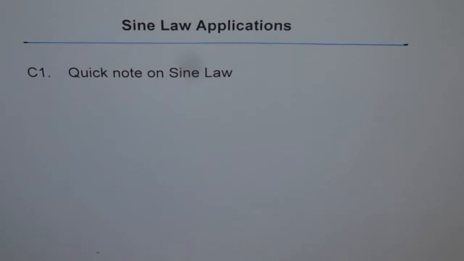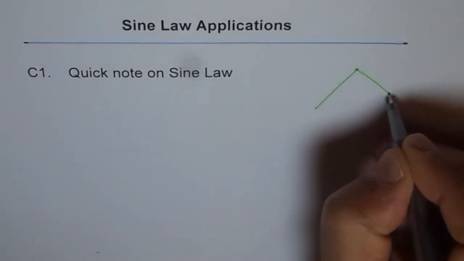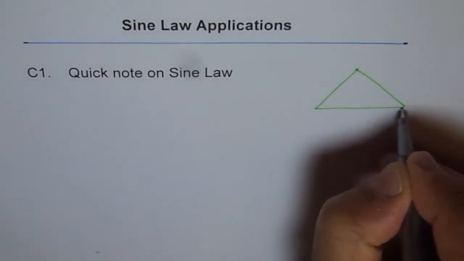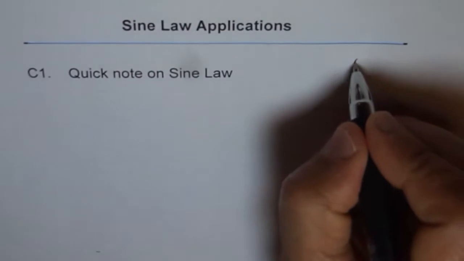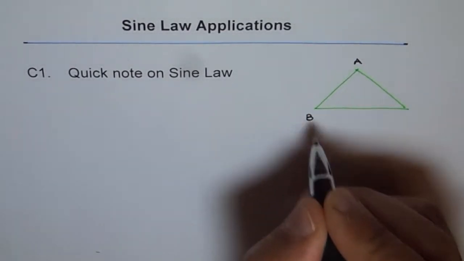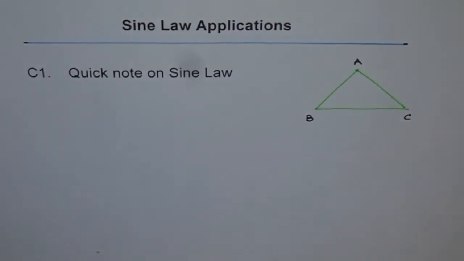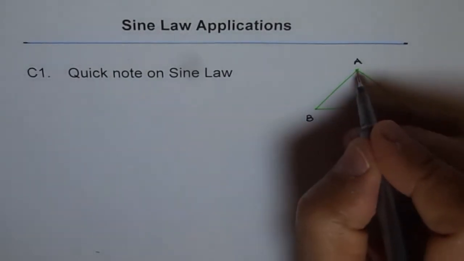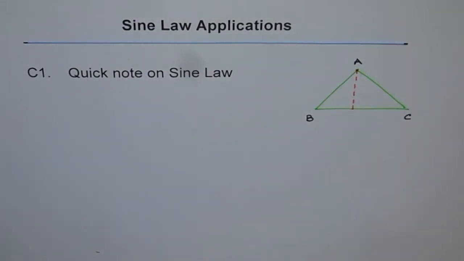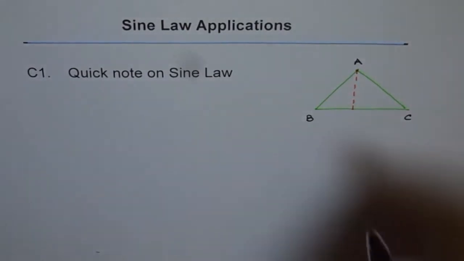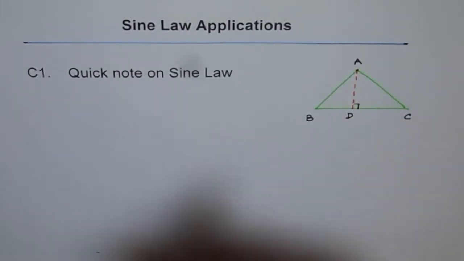So let's start with a general triangle and we'll call this triangle ABC. Okay, let's say this is my triangle. This vertex is A, this vertex is B, and this vertex is C, right? So what we will do is we'll drop a perpendicular from A to BC. Now this is a perpendicular, so we have this 90 degrees, and let this point be D.